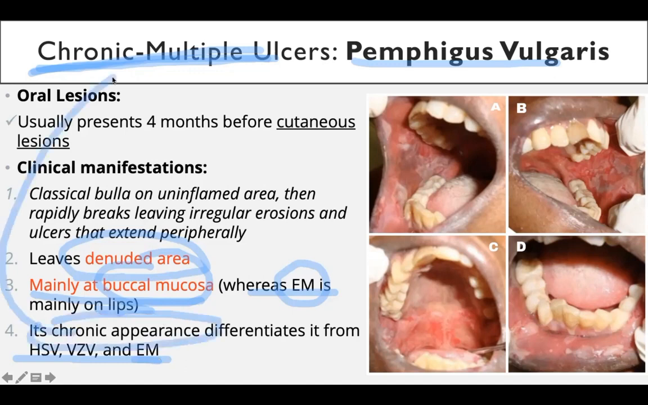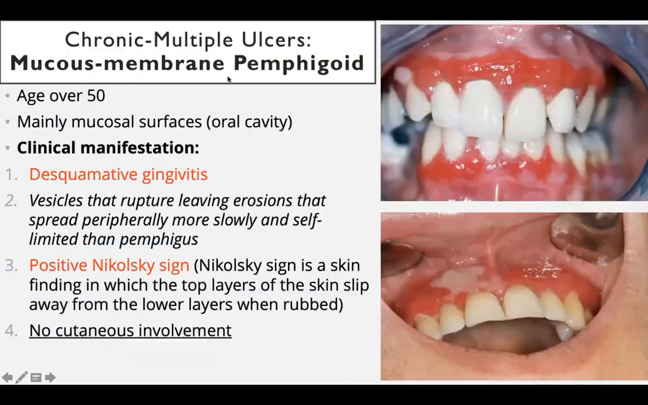Which has a chronic appearance? Chronic multiple ulcers, pemphigus vulgaris. In the chronic multiple ulcers, the other one was mucous membrane pemphigoid. It was involving mucous membrane. Okay, let's see about it.